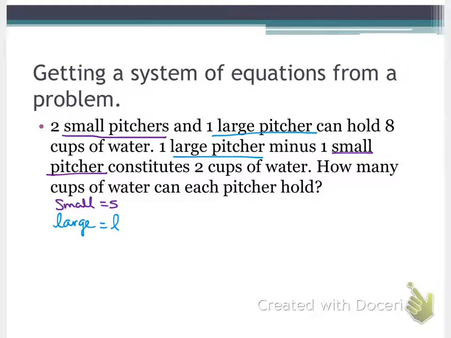So I have two small pitchers, so 2S. And one large pitcher, so plus 1L. And that holds 8 cups of water, so equals 8. Then I have one large pitcher, 1L, minus one small pitcher, minus 1S, holds 2 cups of water. So equals 2.